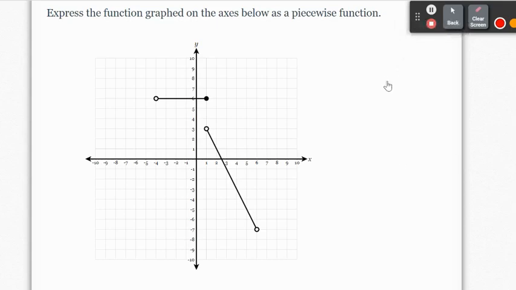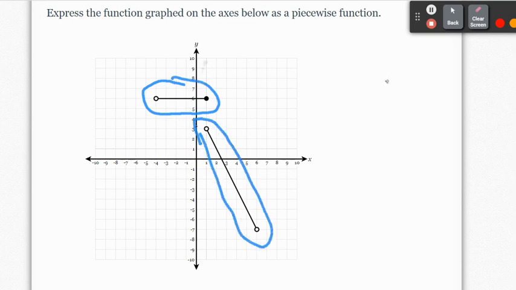Right, so today we're going to write a piecewise equation from a piecewise graph. To do that, we've got to recognize that there are two pieces to this function. This is a constant piece, and this is a linear piece. The difference is they're both lines, but this is a horizontal line. Horizontal lines are always a y equals a number equation.